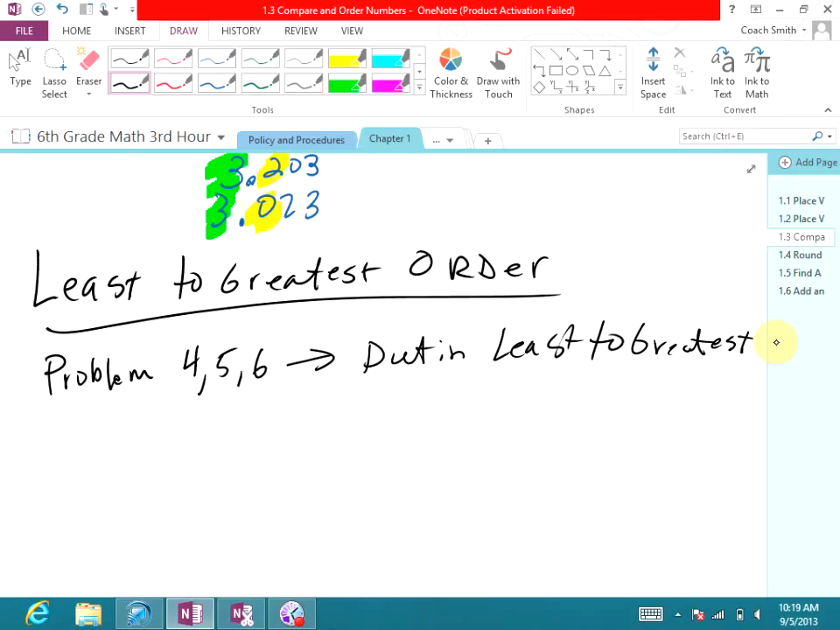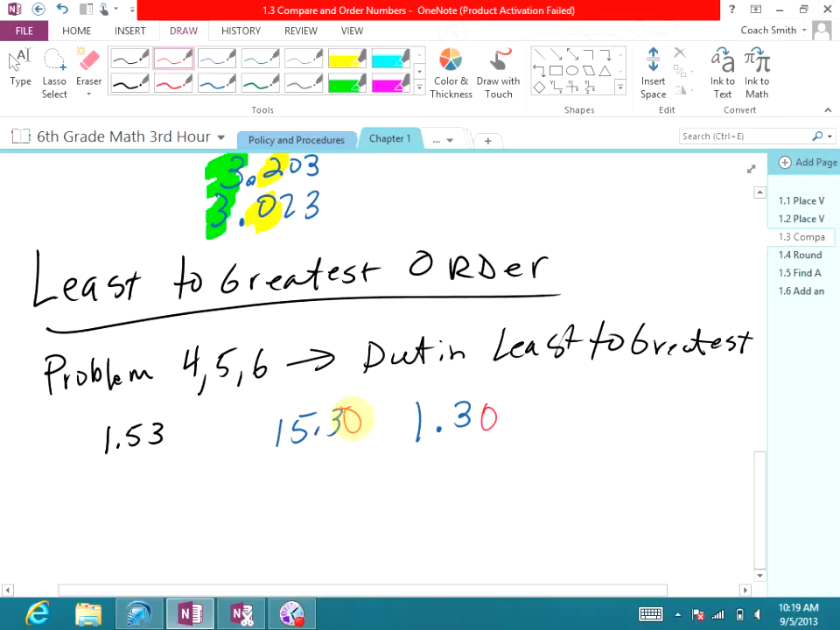Let's look at number 4. Somebody give me the numbers for number 4. Joshua, what's the numbers for number 4? Okay, and 1.3? All right. So I have 1.53, 15.3, and 1.3. They want you to put them in least to greatest order. The first thing I'm going to do is rewrite the numbers with the same amount of digits, which means I'm going to add a 0 right there, and I'm going to add a 0 right there.